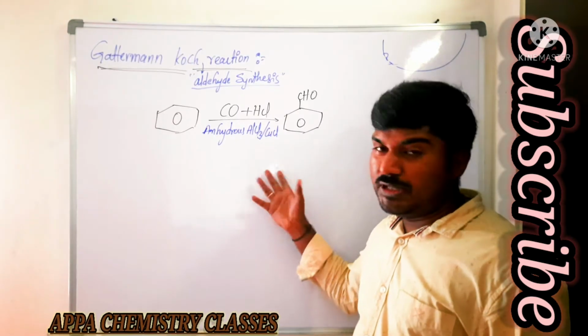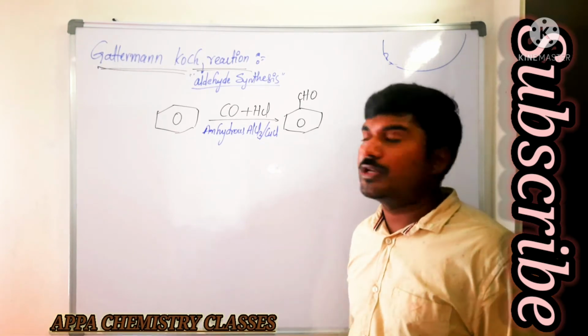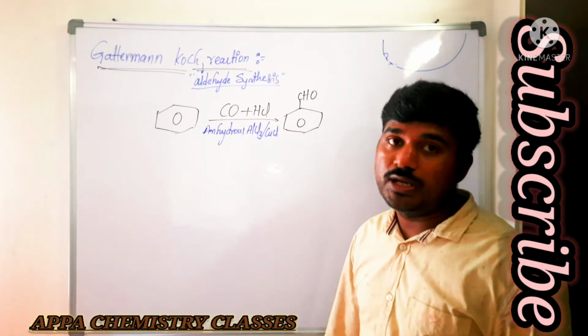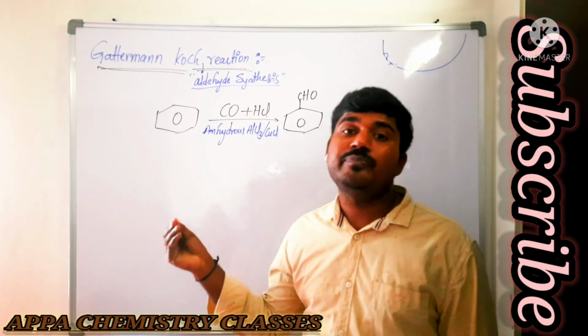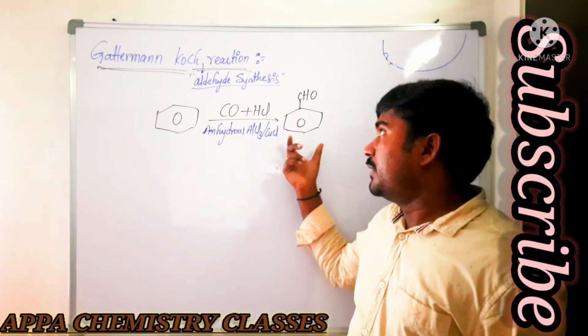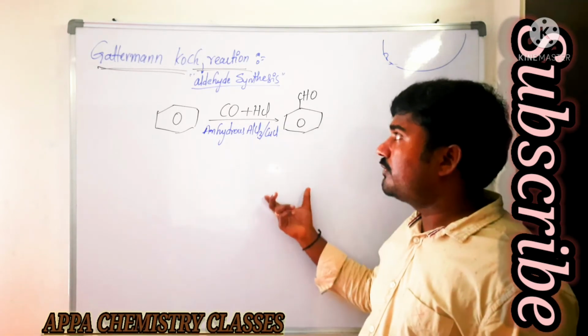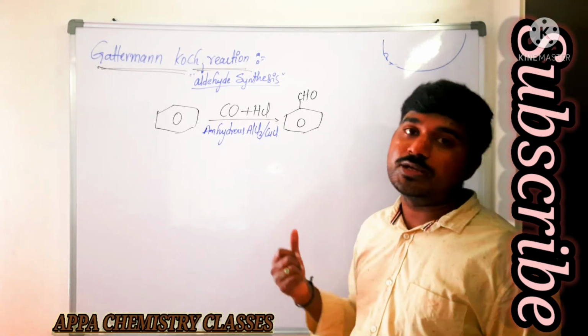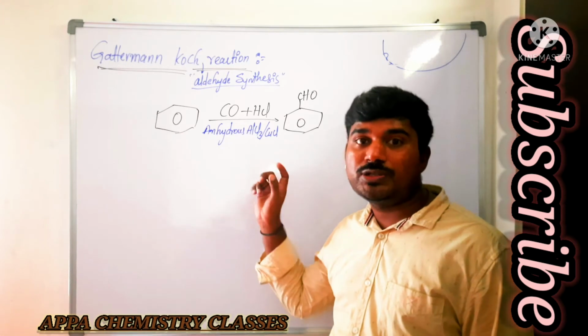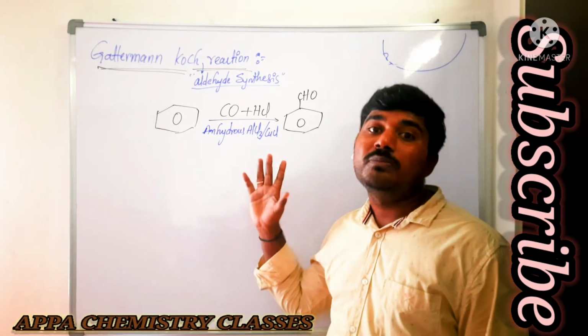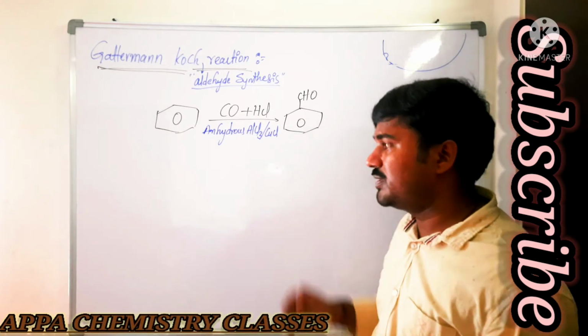Next, benzene carbaldehyde preparation, that is Gattermann-Koch reaction. Now just now we had seen the benzene carbaldehyde preparation by Etard's reaction, which we had discussed. Now we are going to see the Gattermann-Koch reaction. It is also one of the reactions which is used for the preparation of benzene carbaldehyde, that is benzaldehyde.